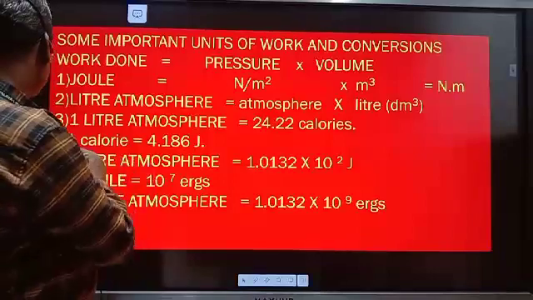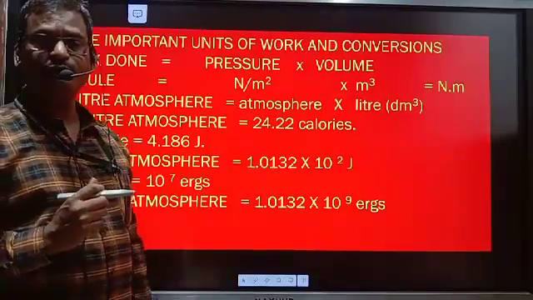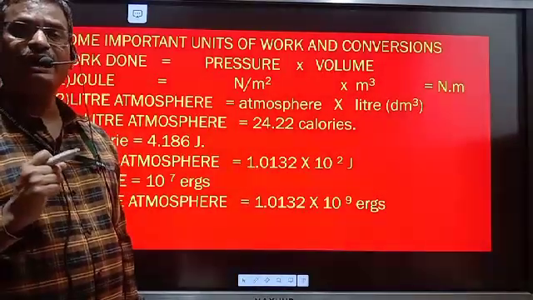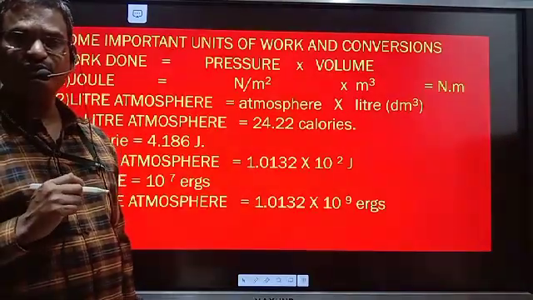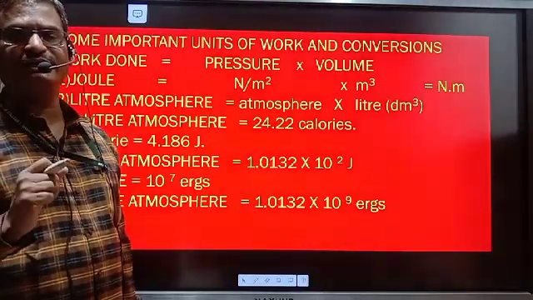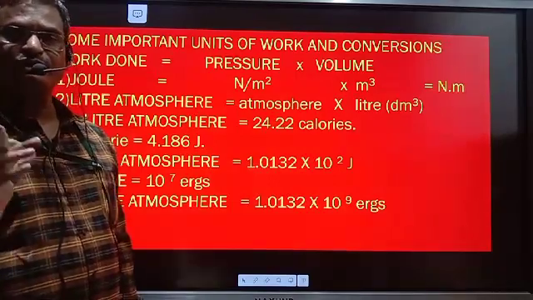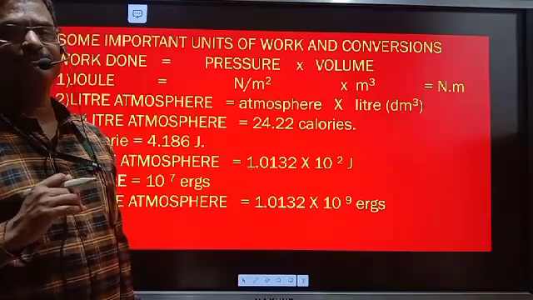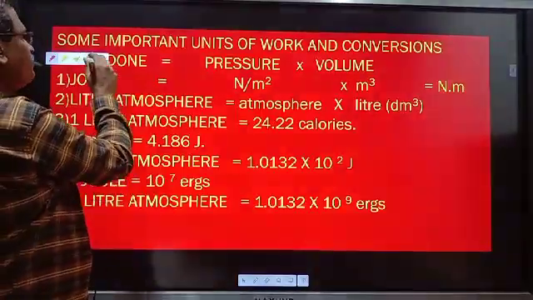In that lecture, I also told you that the units of work and the units of energy are the same. Not much focus is given to units in your book, but that focus is important in order to solve problems. So we are taking a separate lecture on the units of work. This part is very important to study.